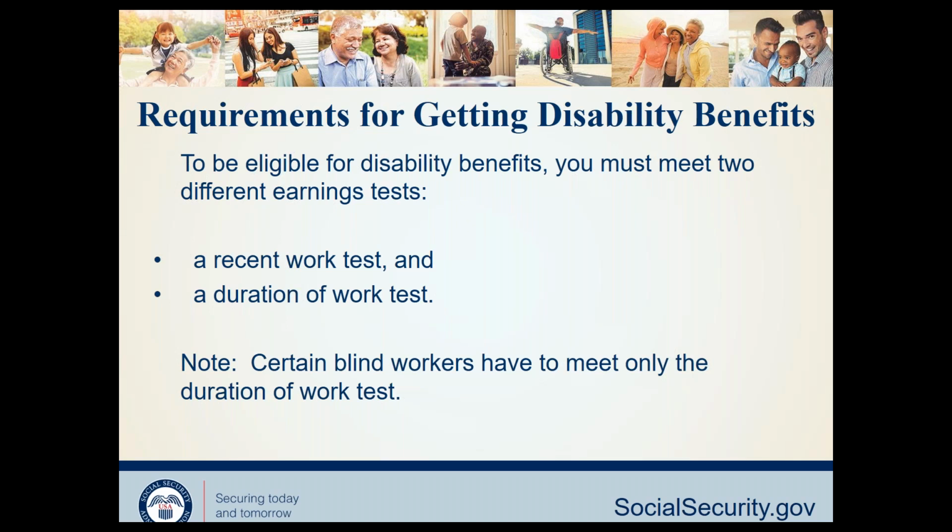So what are the requirements for getting disability? To be eligible for disability benefits, you must meet 2 different earnings tests, a recent work and a duration of work test. The number of work credits you need to qualify for disability benefits depends on your age when you became disabled, and then generally you need 40 credits, 20 of which were earned in the last 10 years, ending with the year you became disabled.